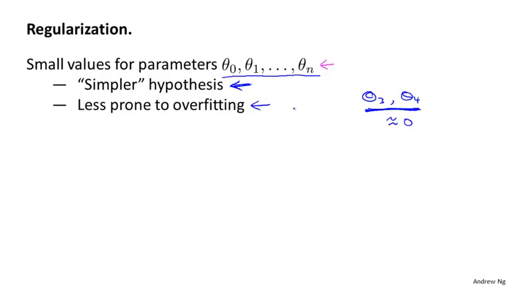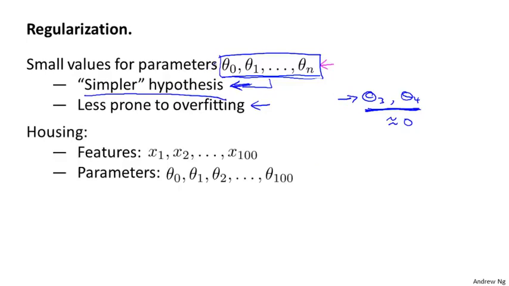I realize that the reasoning for why having all the parameters be small corresponds to a simpler hypothesis may not be entirely clear to you right now, and it is kind of hard to explain unless you implement it yourself and see it for yourself. But I hope that the example of having theta3 and theta4 be small and how that gave us a simpler hypothesis helps give some intuition as to why this might be true. Let's look at a specific example.